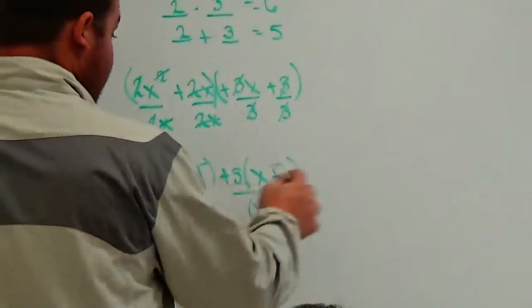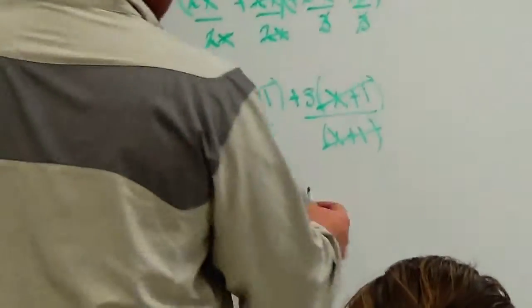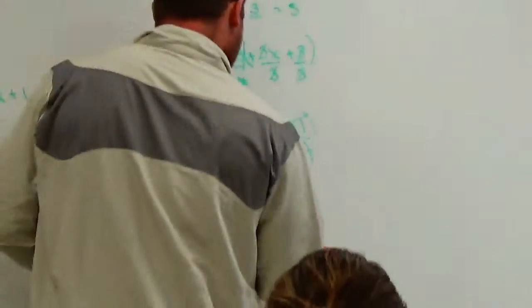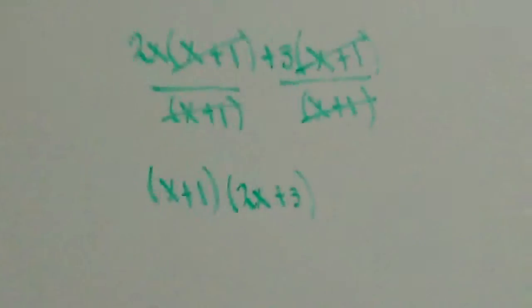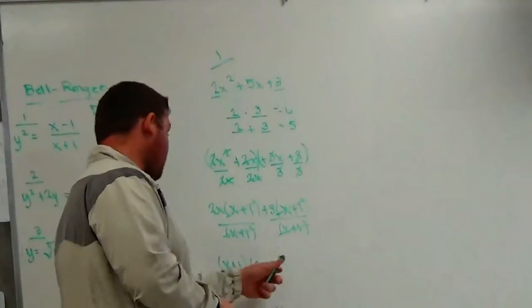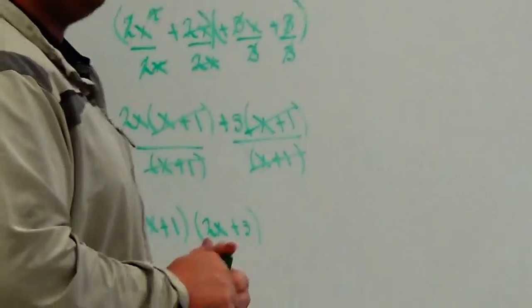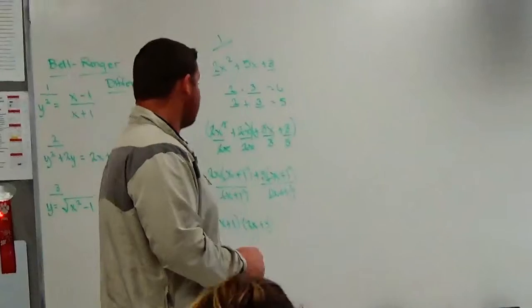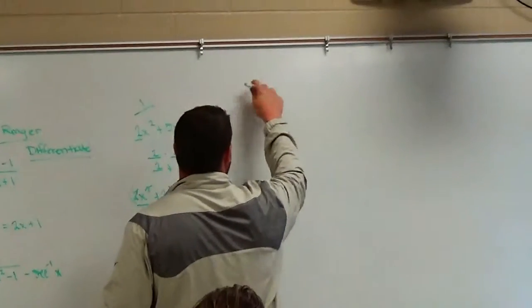What cancels over here? X plus 1, your x plus 1, right? What's left? 3. There's your 2 factors. X plus 1, 2x plus 3. Yep. You lost halfway. Alright, look at this one.